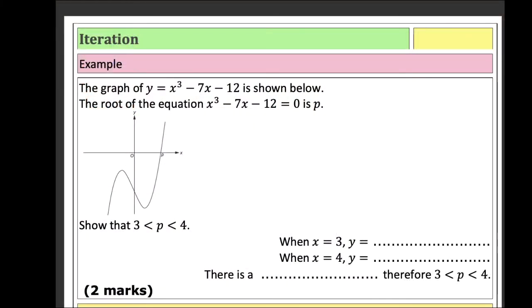The graph of x cubed minus 7x minus 12 is shown below. The root of the equation is x cubed minus 7x minus 12, which is equal to 0. Show that 3 is less than p is less than 4. So it's saying that p is the root. You notice you've got your graph on here, so this is our graph, and we're saying that p here is your root, so that one there.